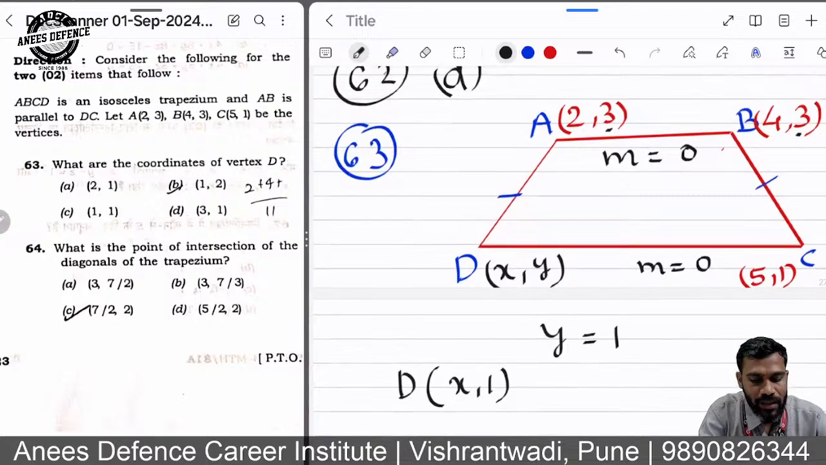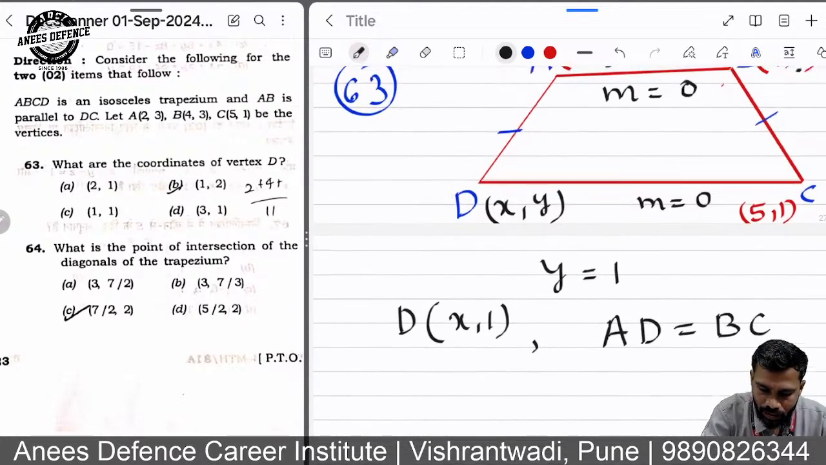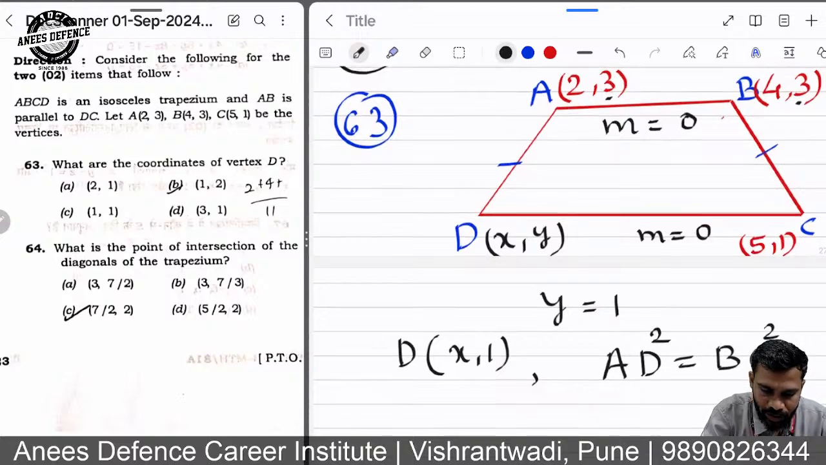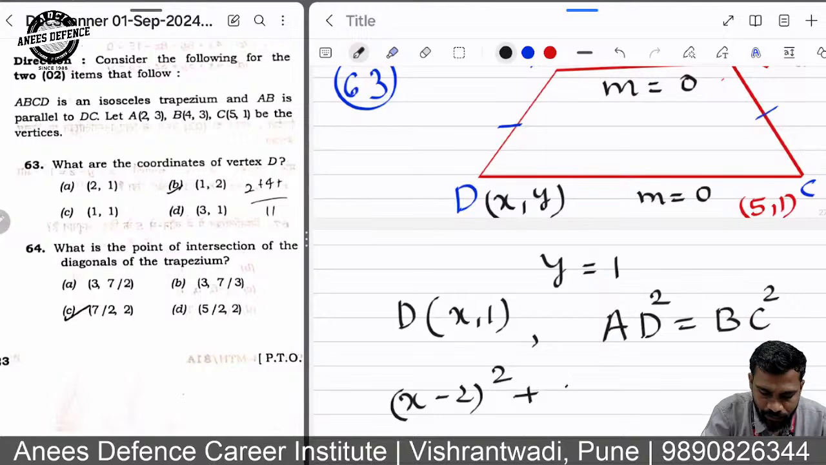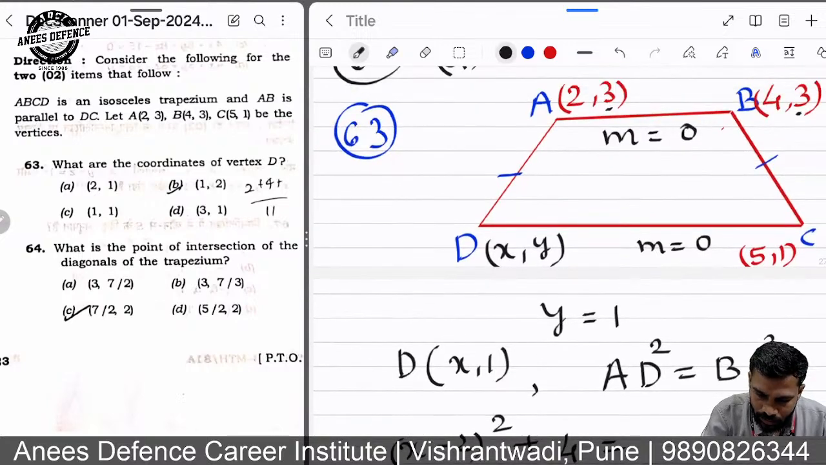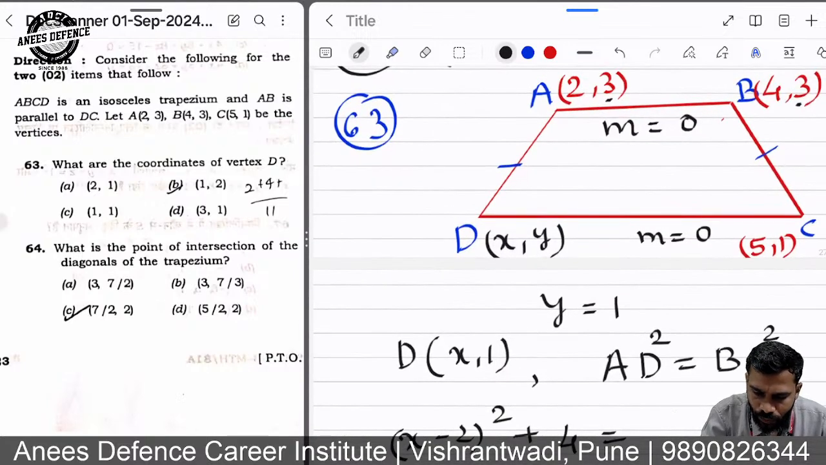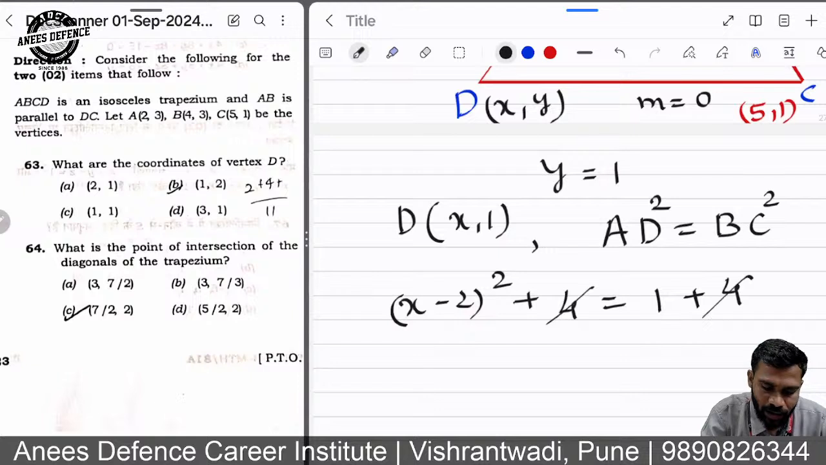Now we can use the distance formula. How? AD is equal to BC, right? Now squaring on both sides, if you use the distance formula, you will get AD square is equal to BC square. You will get (x minus 2) whole square plus (1 minus 3) whole square will give you 4. That is AD, right? And here BC square, so that will give you (4 minus 5) whole square will give you 1. Similarly, (3 minus 1) is 2, whole square will give you 4. So if you solve this, you will get the corresponding values of x, right?